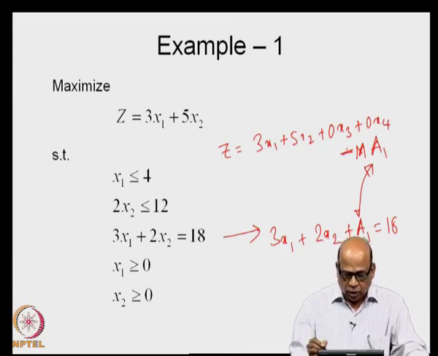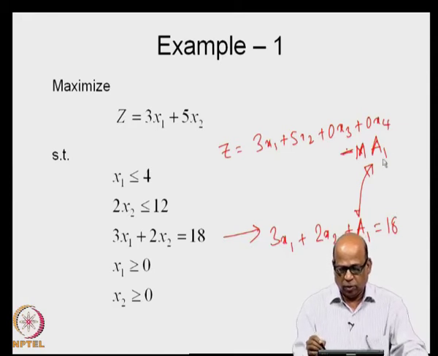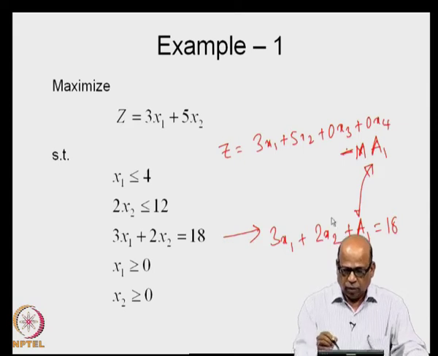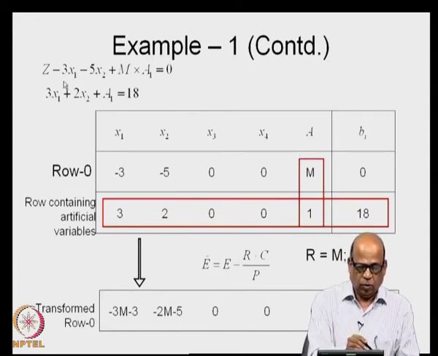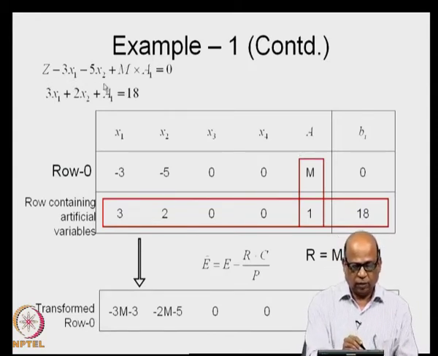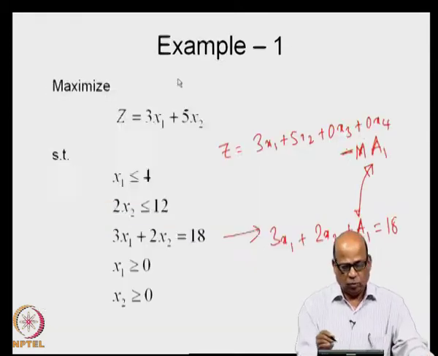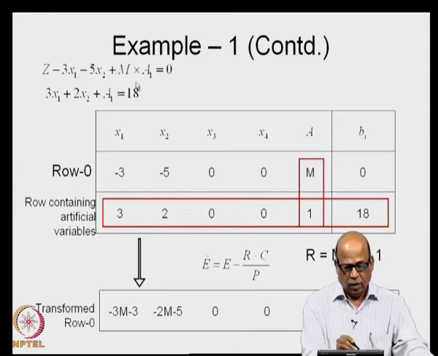Now, there is one row containing the artificial variable. So, what we will do is we will take the z row, we will express this as z minus 3 x 1 minus 5 x 2 plus m a 1, that becomes your 0th row or z row, and take it along with this constraint, this row, and transform the z row using our earlier method. So, I will write this as z minus 3 x 1 minus 5 x 2 plus m a 1 is equal to 0. So, this is a constraint that I am rewriting, and the row containing the artificial variable is 3 x 1 plus 2 x 2 plus a 1 is equal to 18.